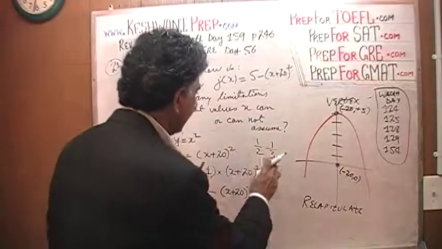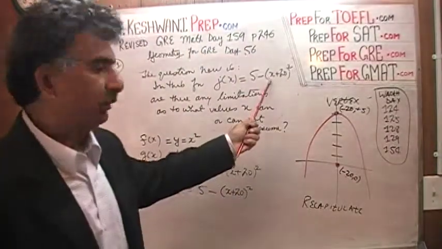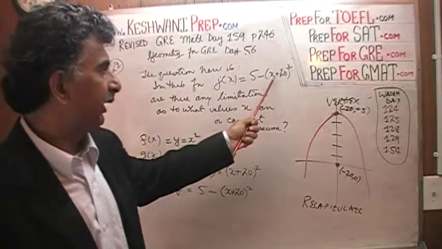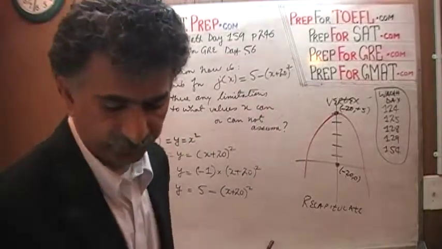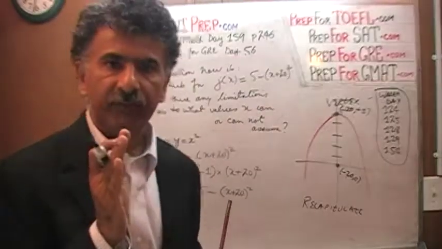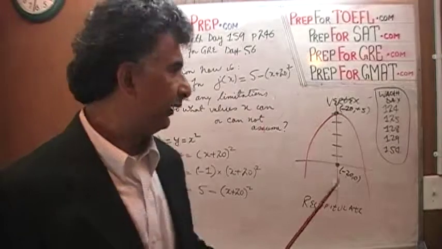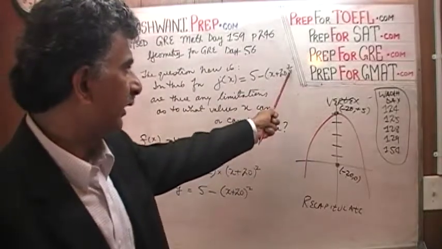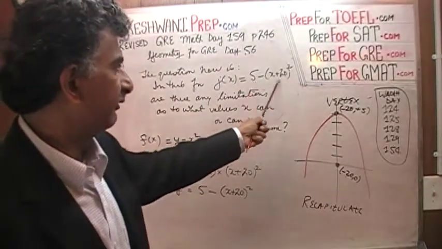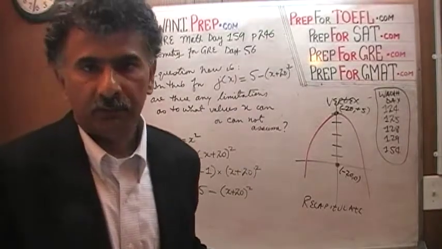But it doesn't matter what value x takes. We can always figure out the value of this part, x plus 20. We can always very easily figure out what x plus 20 is, and therefore we can figure out the value of x plus 20 squared, and therefore we can figure out what is 5 minus that quantity, and therefore we can figure out the value of the function.